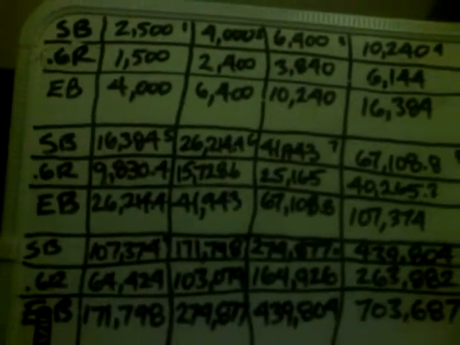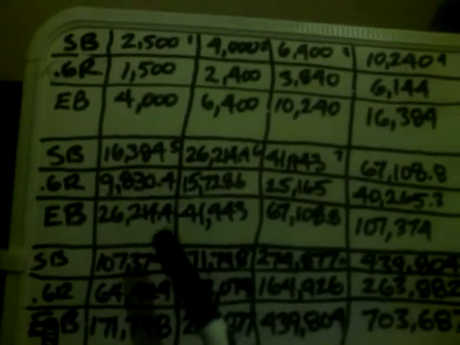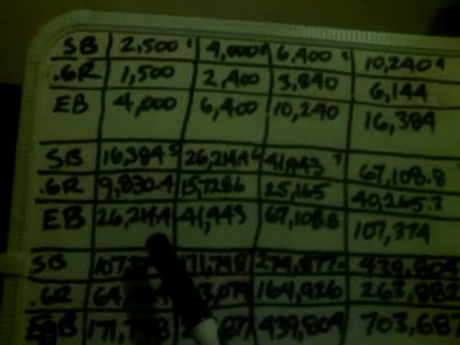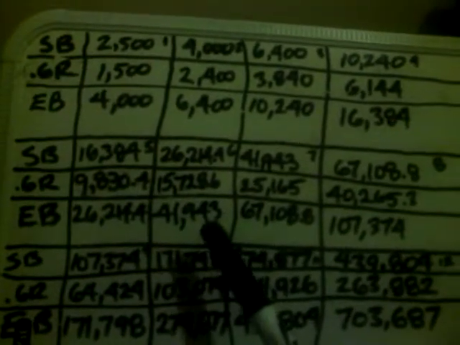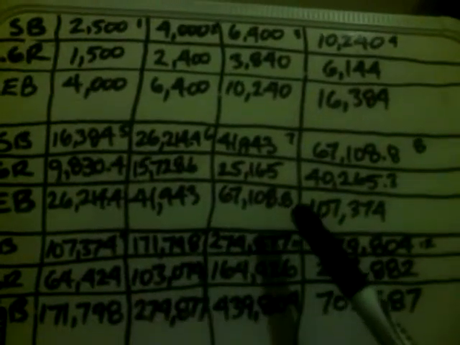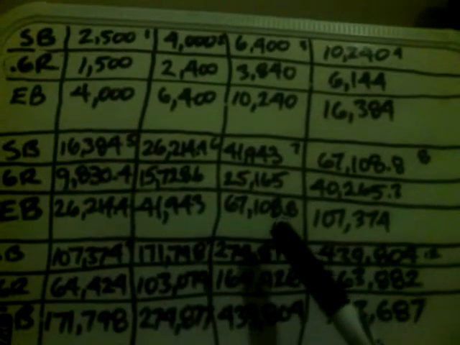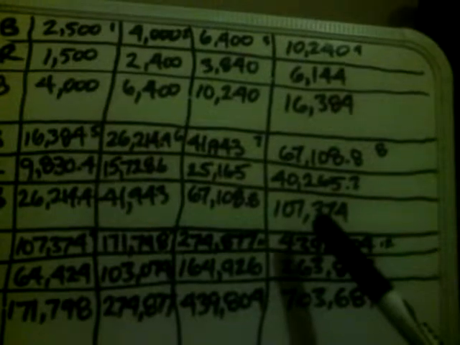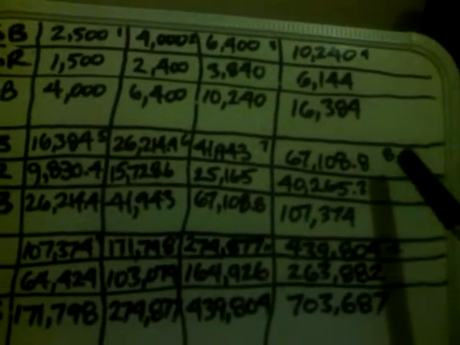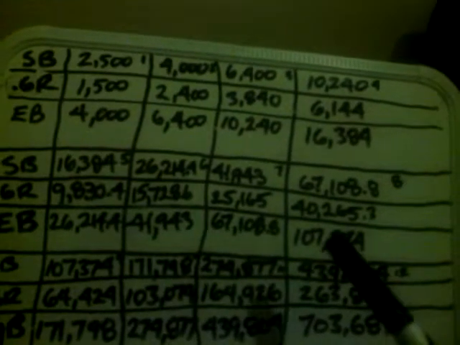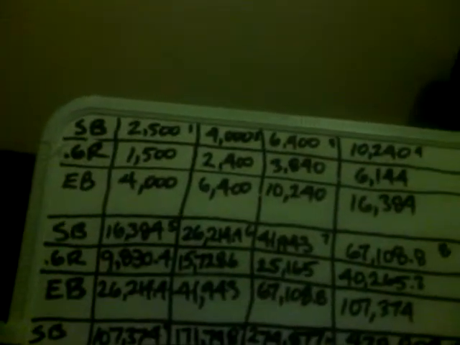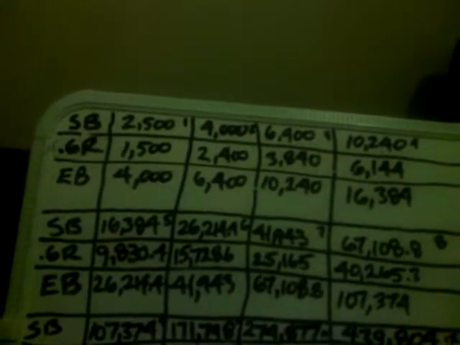Now let's focus on the ending balance. We have 26,214.4. Now we have 41,943. 67,108. 107,374. That's on the 8th month. And this is amazing because this is only 8 months from this account without taking anything out.